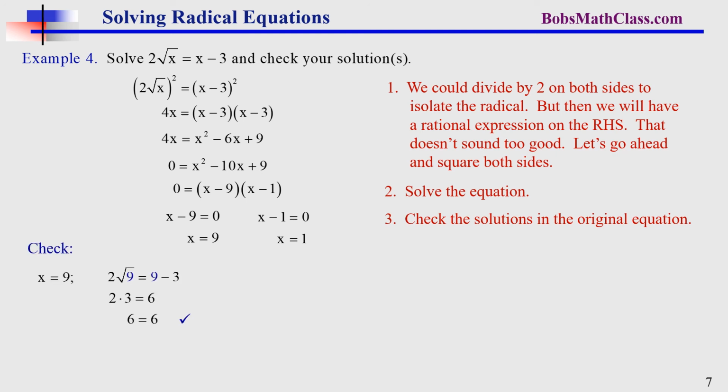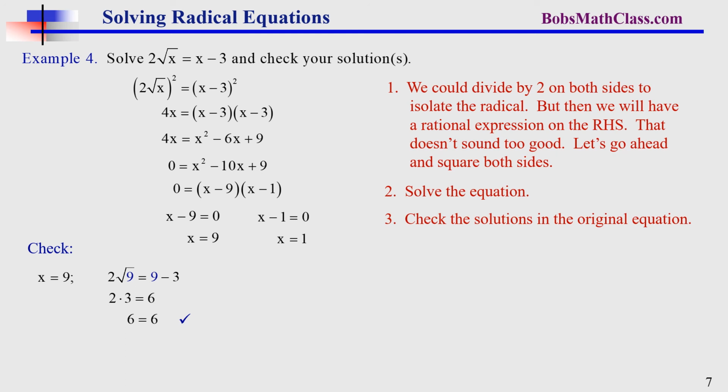So here's the check for 9. Remember to put the 9 into the original equation. Square root of 9 is 3, 2 times 3 is 6, and 9 minus 3 on the right-hand side is 6, so we got 6 equals 6. Perfect, 9 works.